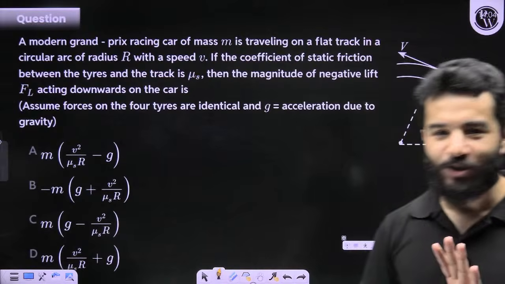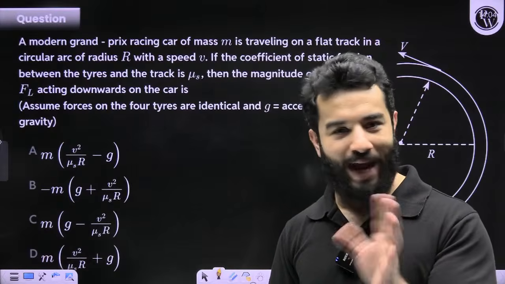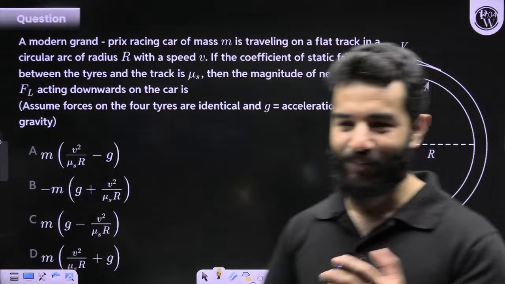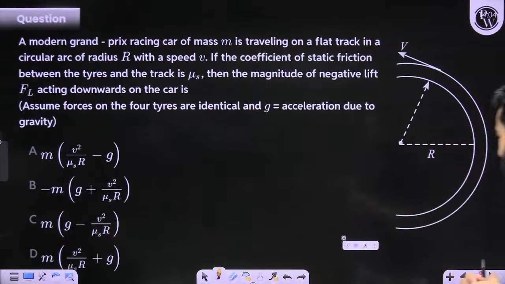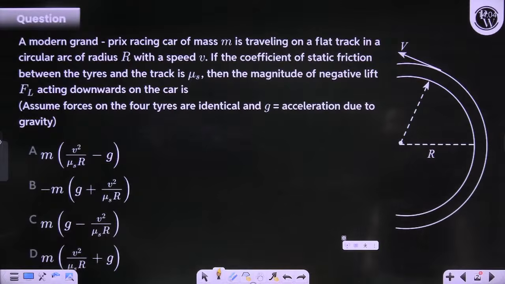Everyone knows circular turnings of a car, that means banking of road. This question is related to that. Let's attempt it. It's a new type of problem. Be quick. Hopefully I am not covering the question, you can see it properly. Let's begin. Let's try it.